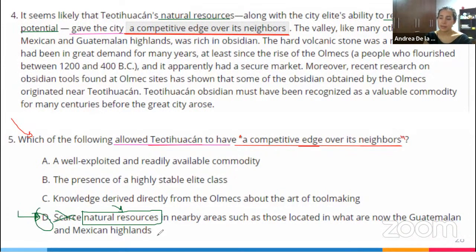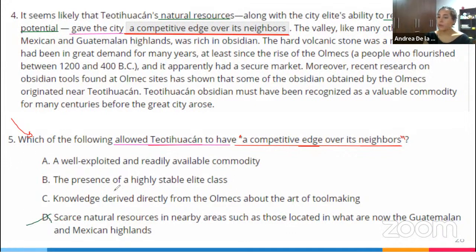And then they say, in nearby areas, such as those located in what are now the Guatemalan and Mexican highlands. So were these natural resources located in these nearby areas? They weren't, right? Because it says the valley, like many other places in the Mexican and Guatemalan highlands, was rich in obsidian. So these resources were located in the valley itself, not in the highlands. So this is incorrect information, and therefore we can eliminate option D. Also, it doesn't contain what we're looking for, natural resources and recognizing their potential.